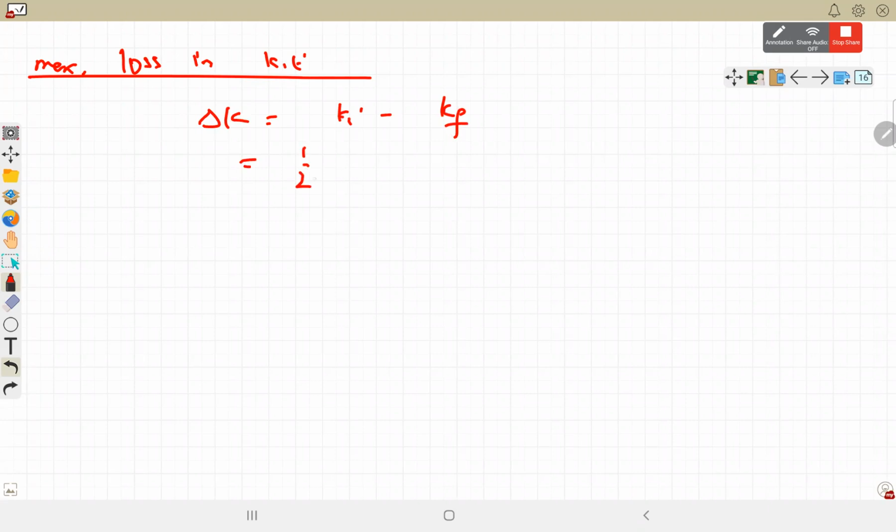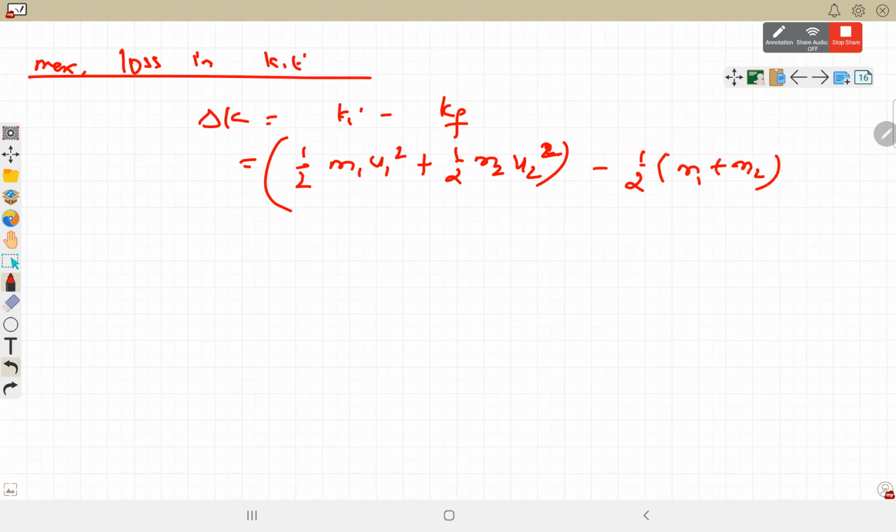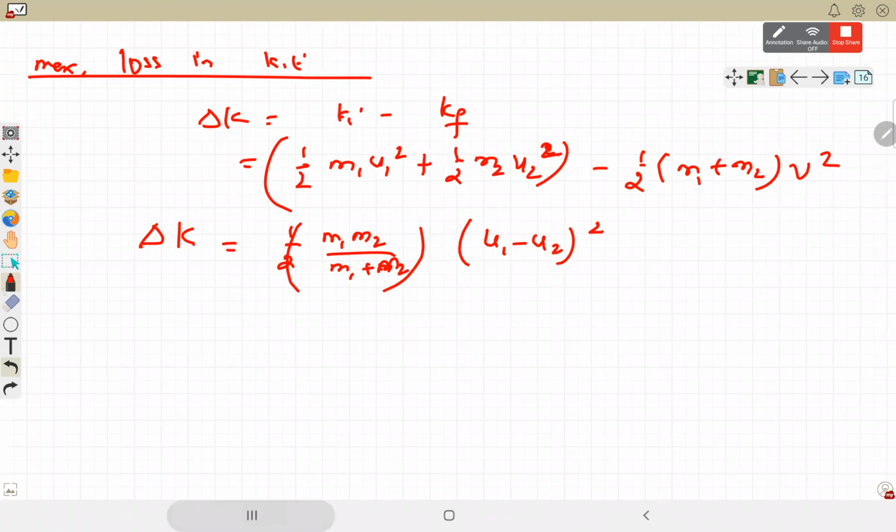So it is half m1 u1 square plus half m2 u2 square minus half m1 plus m2 times v square. Substituting the value of v and solving, we get half m1 m2 divided by m1 plus m2 times u1 minus u2 whole square. This is the maximum loss in kinetic energy, or the loss in a perfectly inelastic collision.